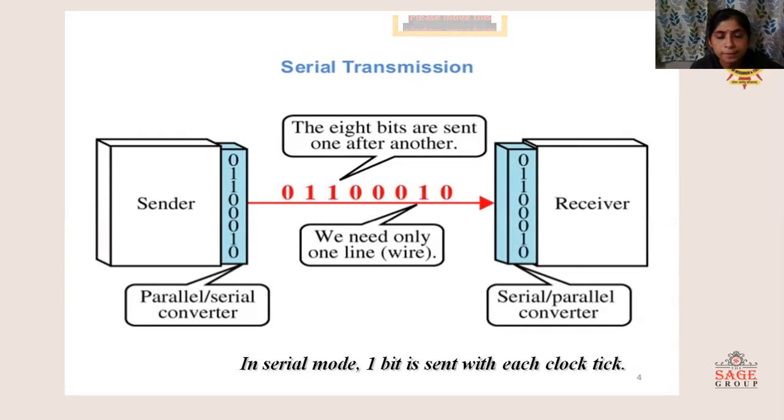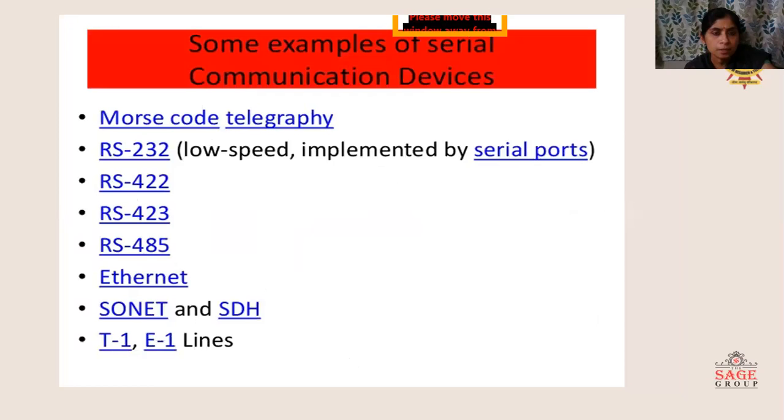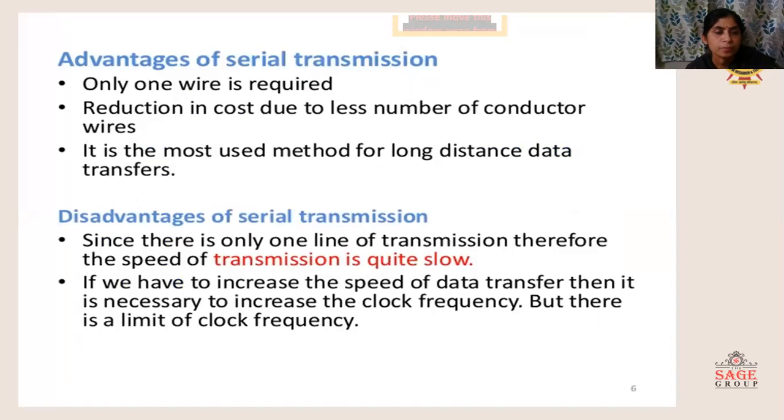If we compare serial and parallel transmission, the speed is reduced in comparison with parallel transmission. But this transmission method is preferable for long distance communication. These are the examples of serial communication devices: Morse code telegraphy, RS-232, RS-422, RS-423, RS-485, Ethernet, SONET, SDH, T1, and even transmission lines.